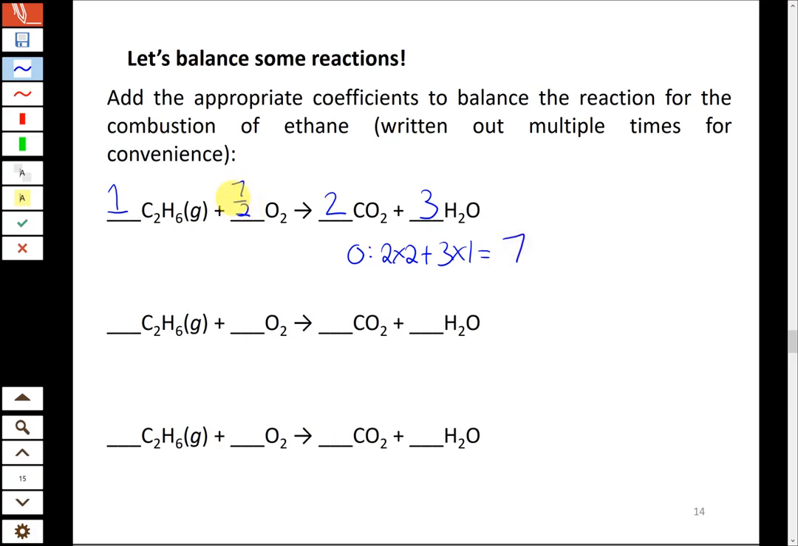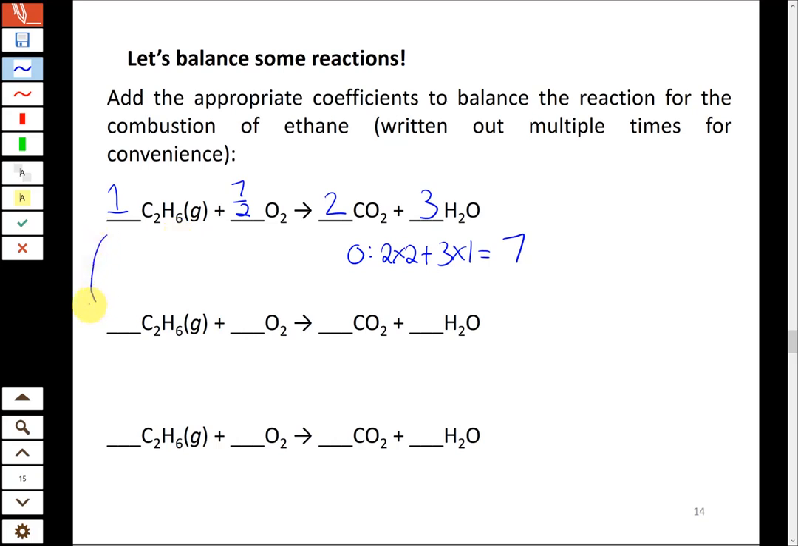All right, remember, you multiply the coefficient in front by the subscript in the formula to tell you how many of each atom there are. So if it's O2, if we have 7 over 2 or 3.5 of those, that's a total of 7 oxygens on the left as well. So this equation is technically balanced now, although as I said, we don't usually use fractional coefficients.